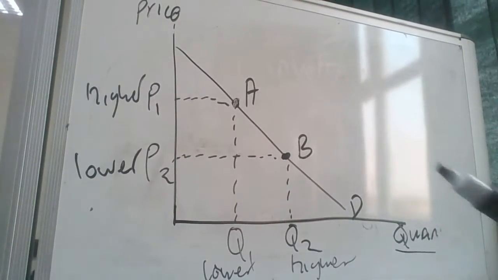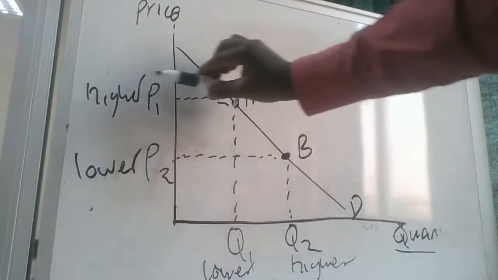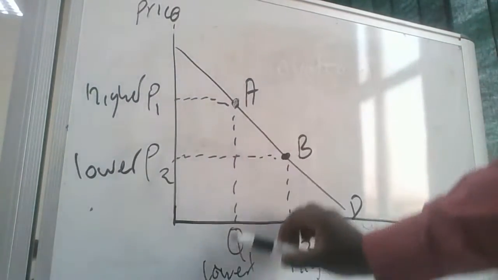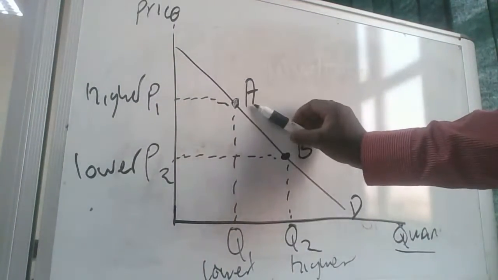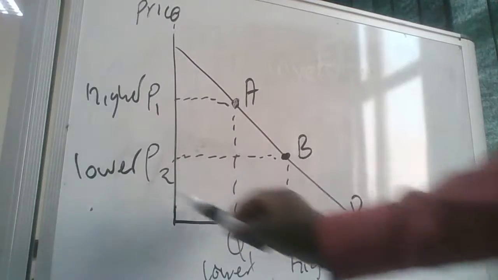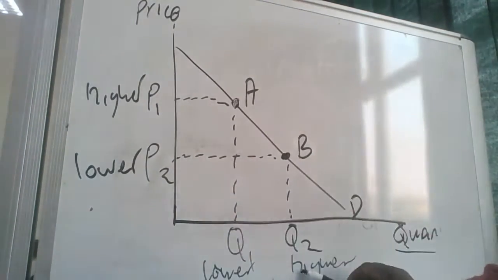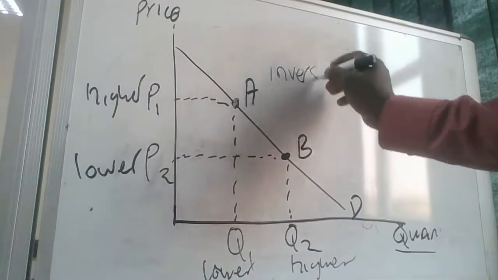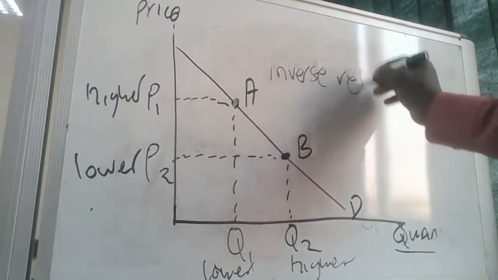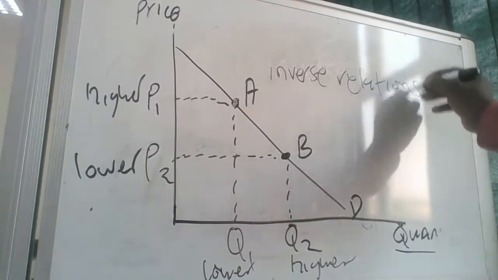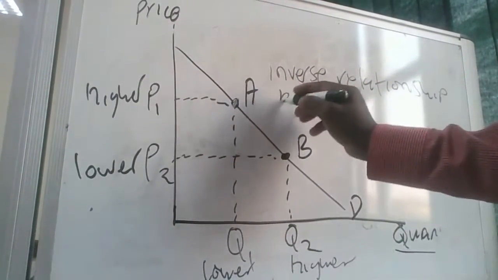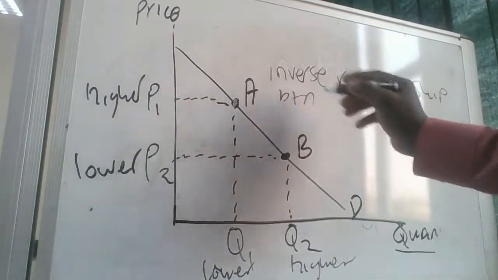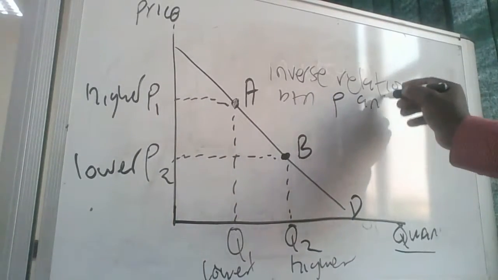Okay, so if you look at this, there is a higher price associated with a lower quantity at point A. When we go to point B, there is a lower price associated with a higher quantity, which means that there is an inverse relationship between price and quantity demanded.